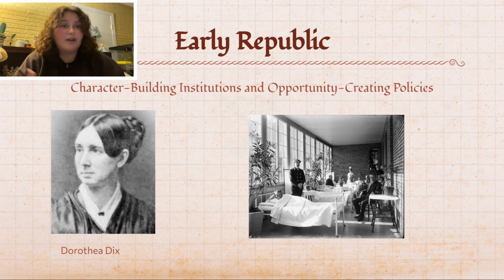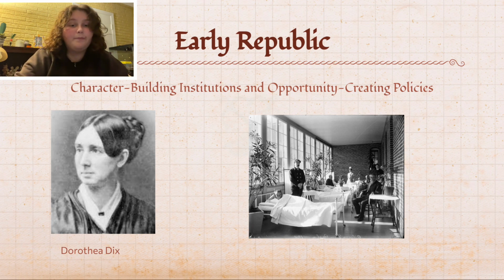So we have a very different attitude today about institutions, but back then it was believed that they saved people from unsavory conditions. And then there were also a lot of opportunity creating policies such as suffrage for men at this time and access to education, and things like that are still present today.